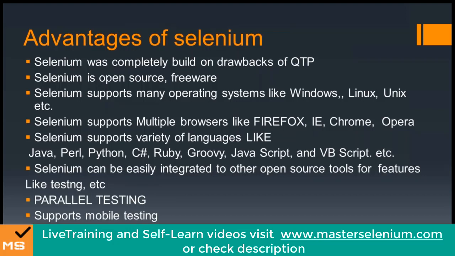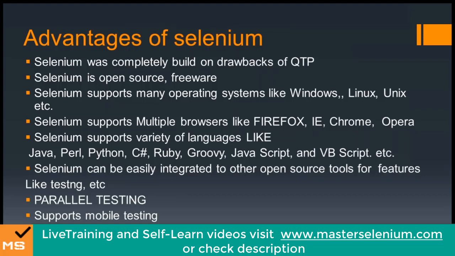As I said, at the earlier stages, maybe a decade back, QTP was a monopoly. It was one of the easiest automation testing tools existing in the market at that time. Now, the main agenda of Selenium is completely built on the drawbacks of QTP. First, they analyzed the QTP drawbacks completely, and then they started developing the tool called Selenium. So I can say Selenium is completely built on the drawbacks of QTP.